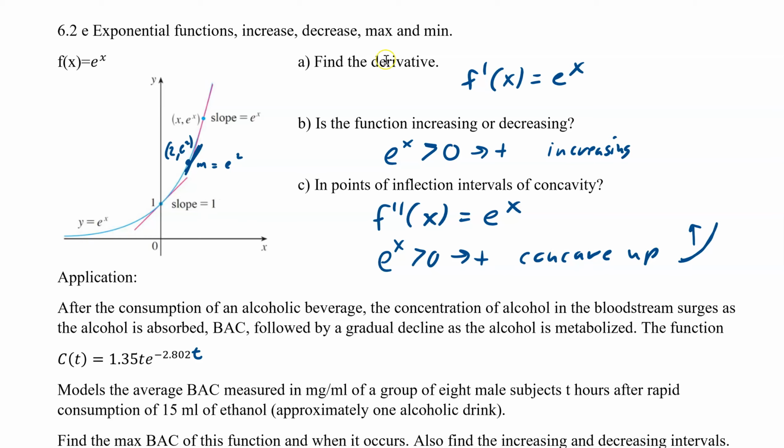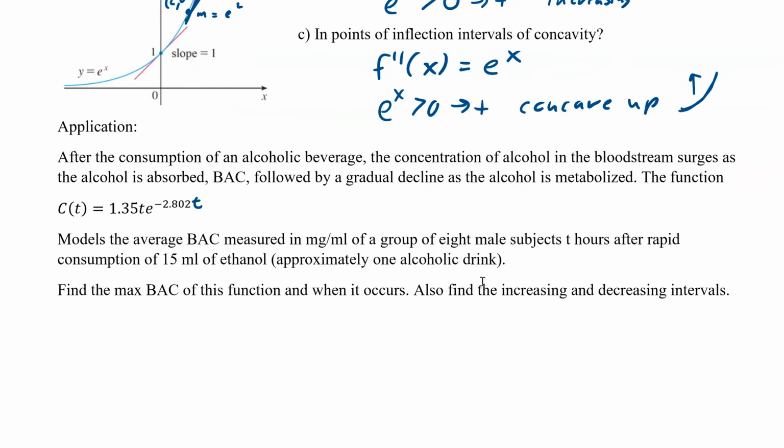So we can use these exact same rules for any application to determine if it's increasing or decreasing. Remember, if the derivative is positive, then we know it's increasing. If the second derivative is positive, we know it's concave up. If the first derivative was negative, it'd be decreasing. And if the second derivative was negative, we know it's concave down.